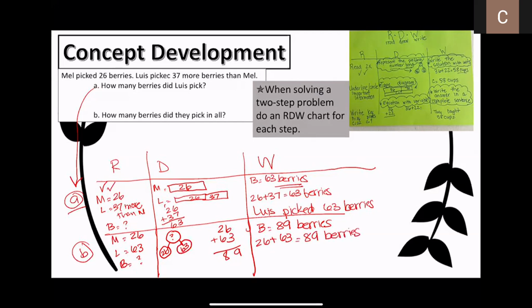And finally, according to my anchor chart, I need, right here, a complete sentence. The question was, how many berries did they pick in all? They picked 89 berries. Again, I must write my units in all. And I'm done. Excellent job, my friends.